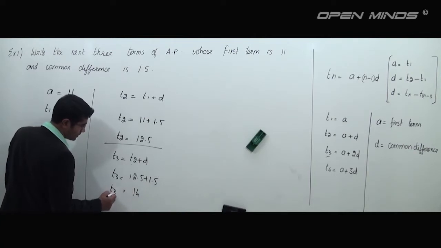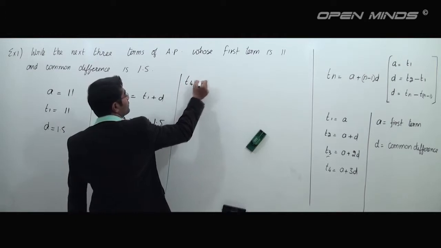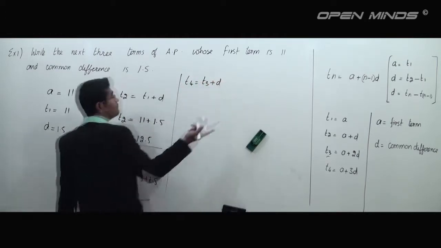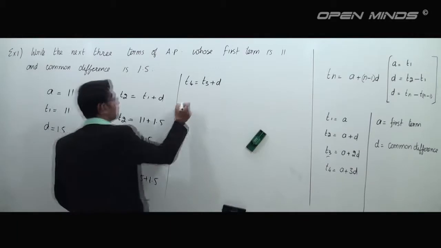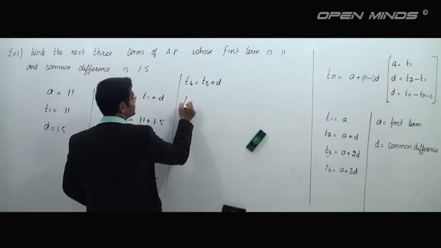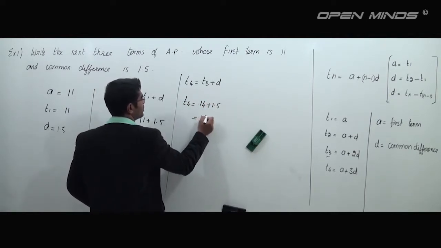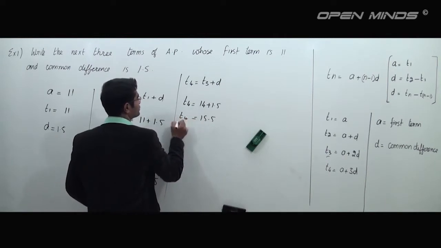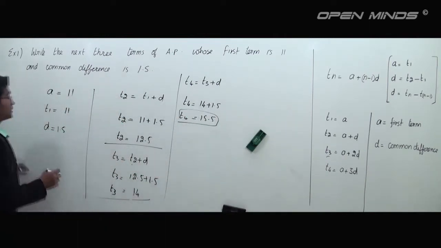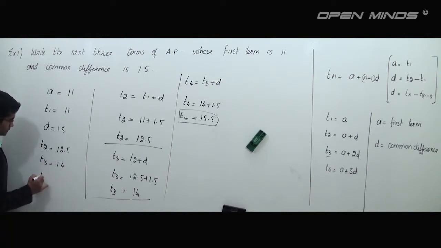t3 is 14. Now similarly, can you find t4? Yes, t4 you can find if you know t3. t3 plus d is t4, nothing much. If I don't know t3, then I cannot find that. So I know t3 is 14. So t4 is 14 plus 1.5, which is 15.5. We got t4. So we got the next three terms which you wanted. We got t2 is 12.5, t3 is 14, and t4 is 15.5.